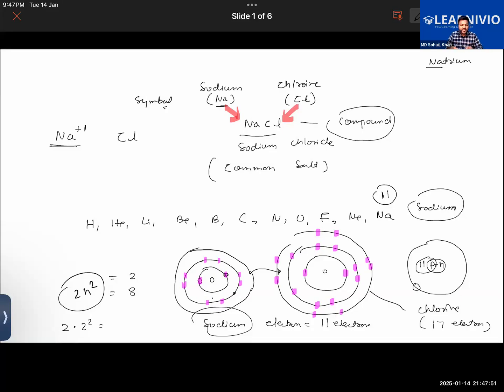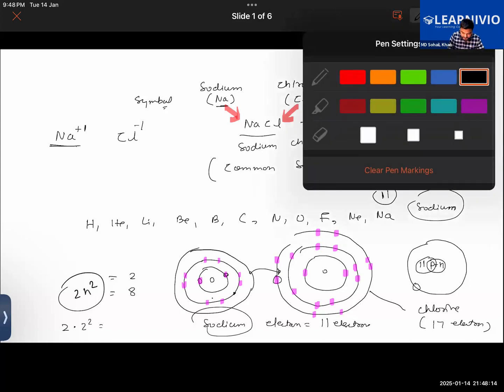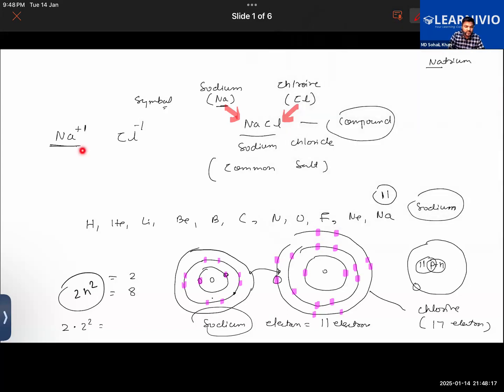So chlorine gained 1 electron. If a given atom gains an electron, does it become negatively or positively charged? Negatively charged. So since chlorine has gained 1 electron, it will have a 1 minus charge. Now, to make the formula, this one is brought to the foot of chlorine. So we write 1 over here.